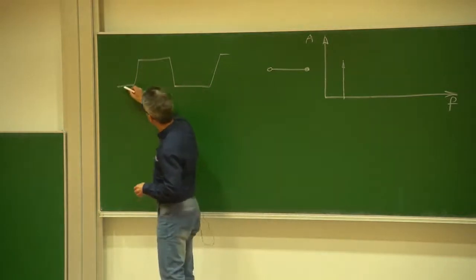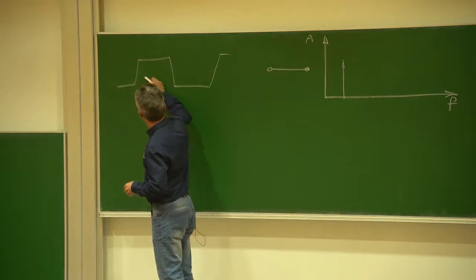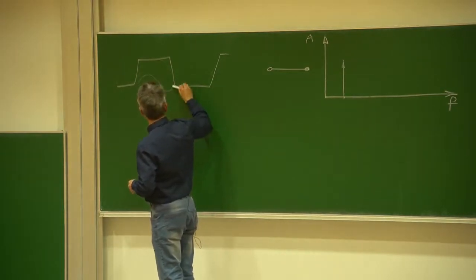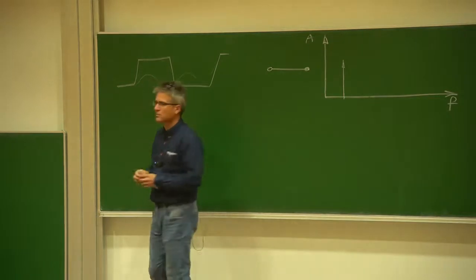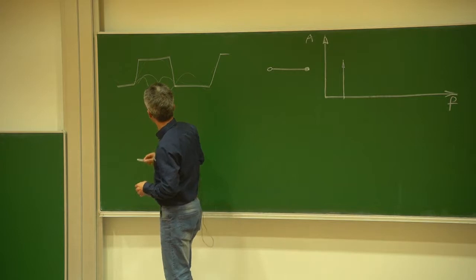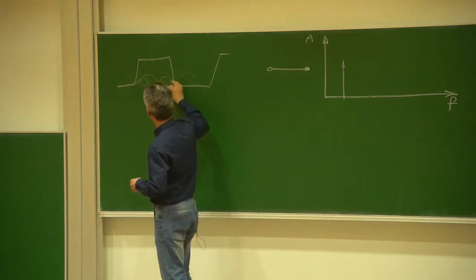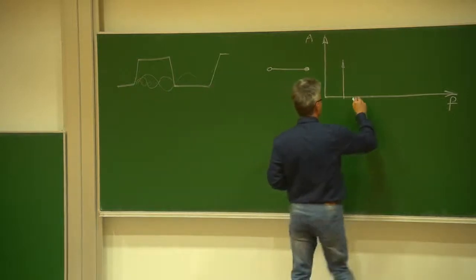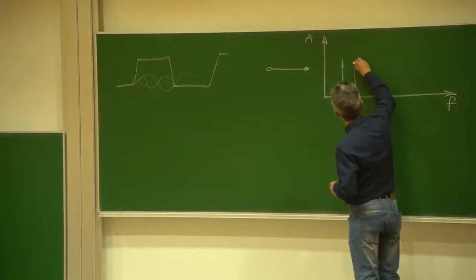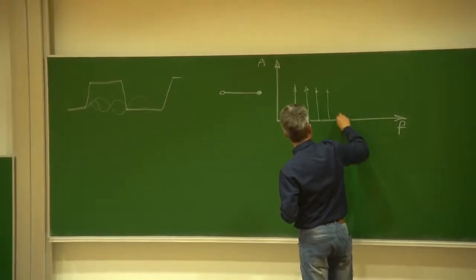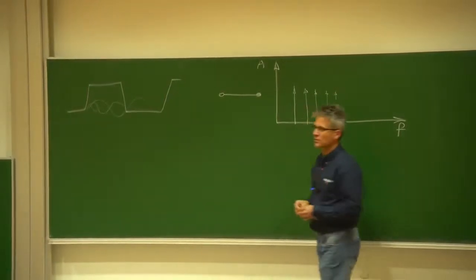So there will also be a second harmonic, and also a third harmonic, and a fourth harmonic, and a fifth harmonic with certain amplitudes. So what we will have in the frequency range is our second harmonic, the third harmonic, the fourth harmonic, the fifth harmonic, and so on.